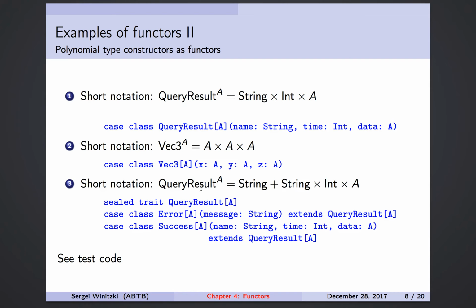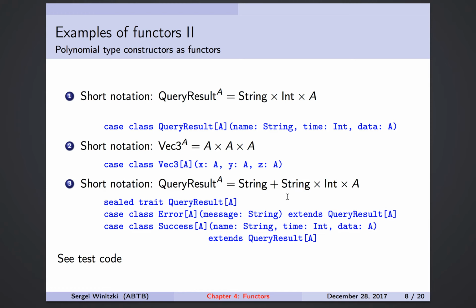And the third example would be a disjunction type, a query result that could be, so the short notation is string plus string times integer times a. In Scala code, that would be a sealed trait with 2 cases, so I'm just interpreting what it could be. So one could be an error with a message, and another would be a success with a value of type A. So see, the first element of the disjunction does not actually contain any values of type A. The second one does.